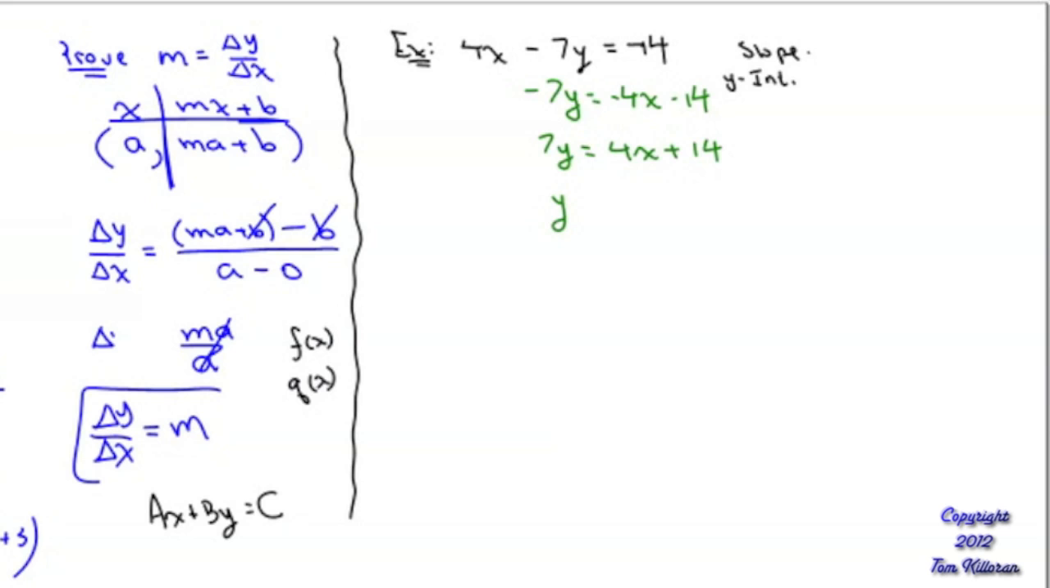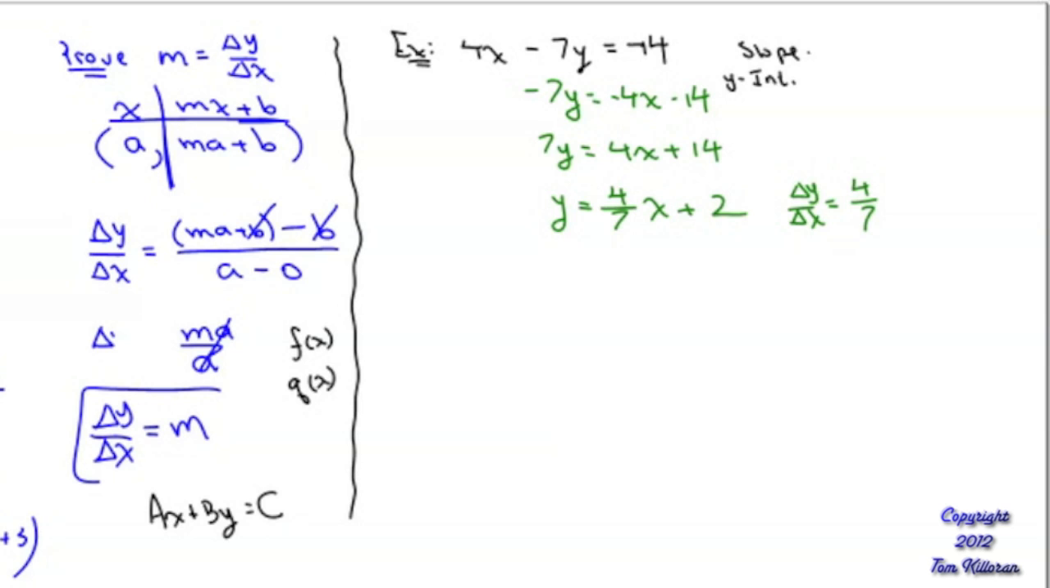So you're going to get y equals. Be careful how you write it. Don't write it as 4x over 7. It's 4 7ths x, we need to see what m is. So 4 7ths x plus 2. So what is the change in y over the change in x in this equation? 4 7ths. Is that the slope? Yep.